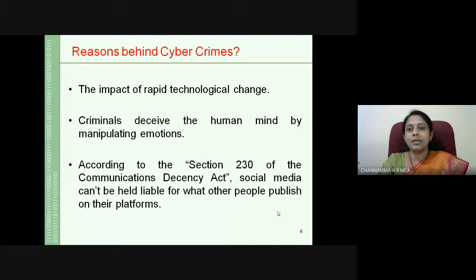He should be aware of how we should safeguard ourselves from cyber crimes or cyber criminals. He is an emotional animal, so one way or the other he will be exploited by cyber criminals. And one more reason, the main reason, is that Section 230 of the Communications Decency Act says that social media can't be held responsible for what other people publish on their platforms.